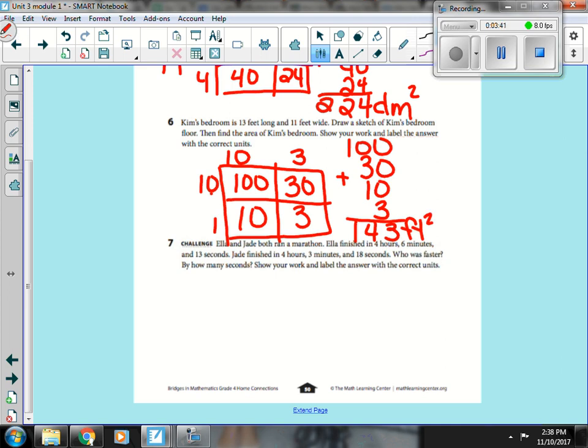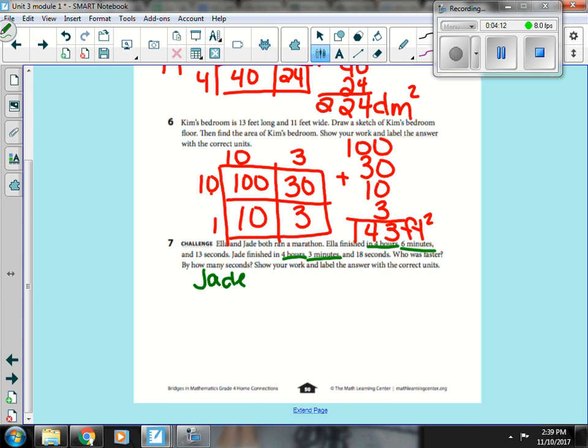And the challenge. Ella and Jade both ran a marathon. Ella finished in 4 hours, 6 minutes, and 13 seconds. Jade finished in 4 hours, 3 minutes, and 18 seconds. Who was faster by how many seconds? Well, I can see that they both had 4 hours. Ella then had 6 minutes, and Jade only had 3. So Jade was faster, and we have to figure out by how much.